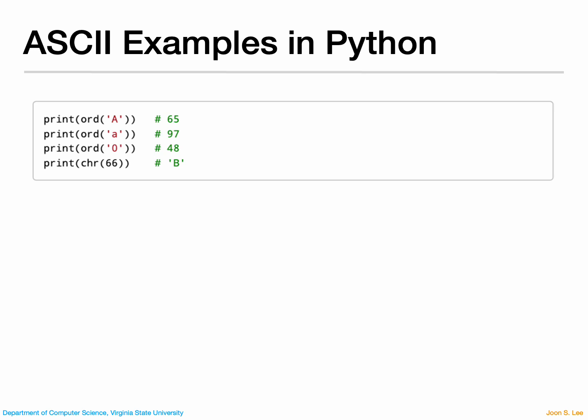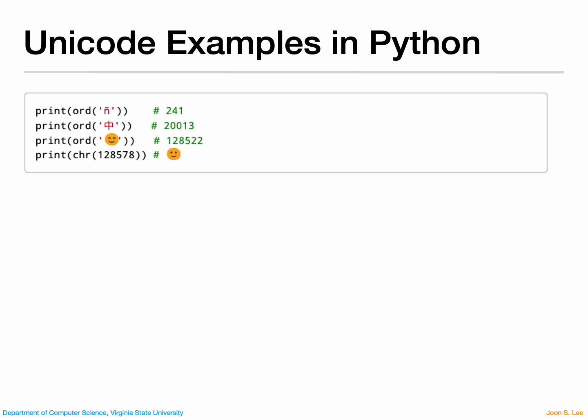Here we can see how Python handles characters beyond ASCII using Unicode. The line 1 prints 241. This is a character you'll find in Spanish and Portuguese, which isn't part of basic ASCII but has its own Unicode code point. The line 2 prints 20,013. This is a Chinese character that simply couldn't be represented in ASCII, but Unicode handles it without a problem.